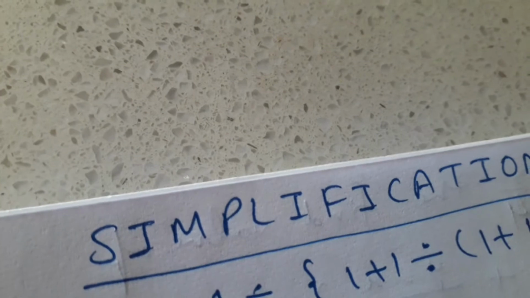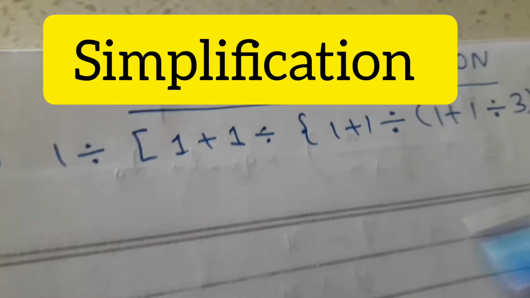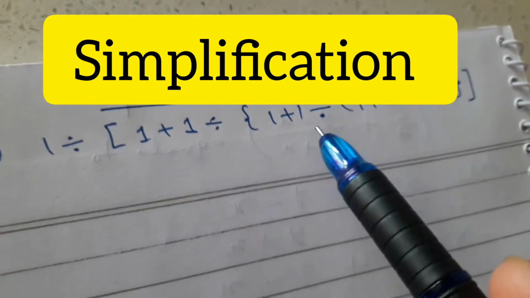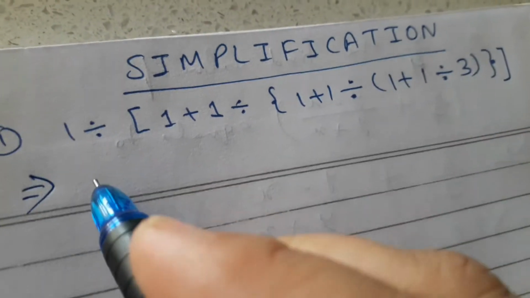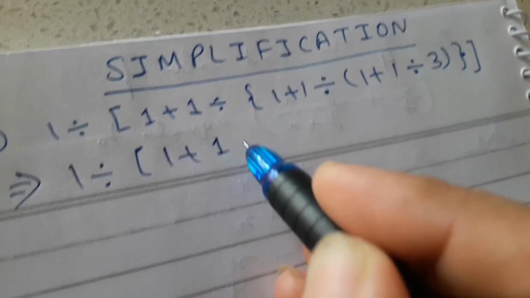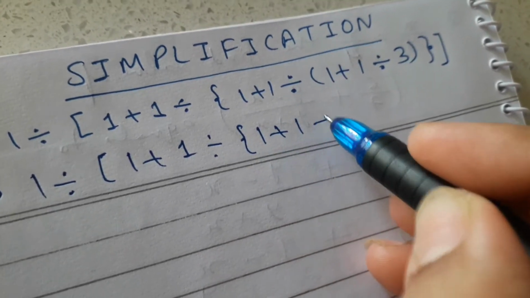Today my topic is about some questions on simplification. How to simplify any problem. I'm taking just one example. This is the equation. How to simplify it. 1 divided by 1 plus 1 divided by curly bracket 1 plus 1.